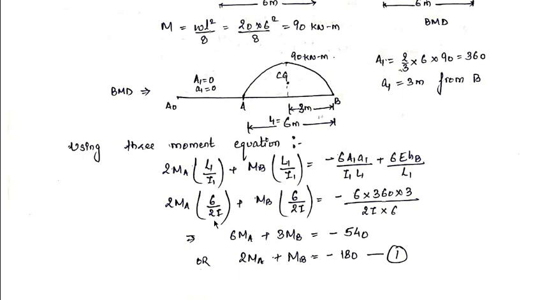So I1 will be 2I, and the value of A1 is this. Just put all the values. In the question it is not given that the support is yielding, so the value of the settlement term will be 0 and this term will become 0. After putting all the values, an equation will be derived which is 6MA plus 3MB equal to minus 540, and this can also be written as 2MA plus MB equal to minus 180. We have taken 3 as common, so this is the first equation which we have got.